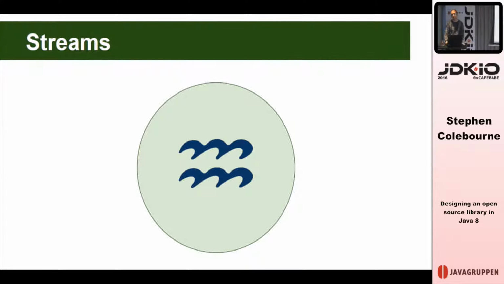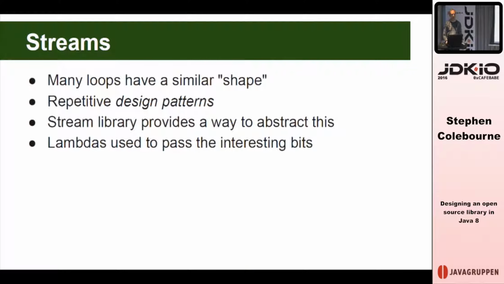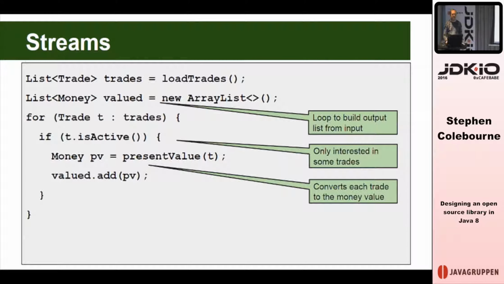So streams was effectively the major API change that went along with lambdas. So it follows the observation that a lot of loops have a similar shape, that they're all essentially doing a lot of the same job. We can consider these effectively to be like design patterns of loops. And the stream library is providing a way to abstract this, with the lambdas doing the interesting bits.